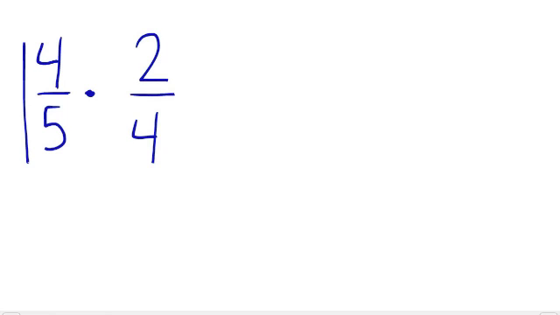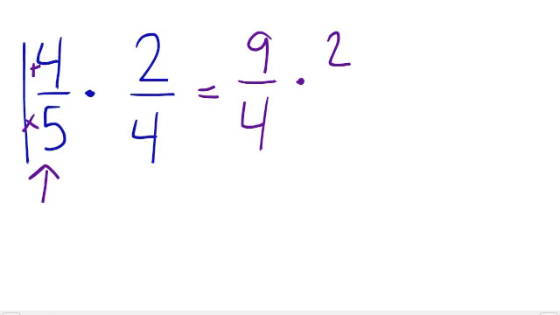Okay, now this one looks a little bit different. This is a mixed number, so we have to do something first. We need to change this number into an improper fraction. So remember, to do that, you're going to do 5 times 1, and then you're going to add 4. Okay, so 5 times 1 is 5, plus 4 is 9/4, and then we're going to multiply that by 2/4.